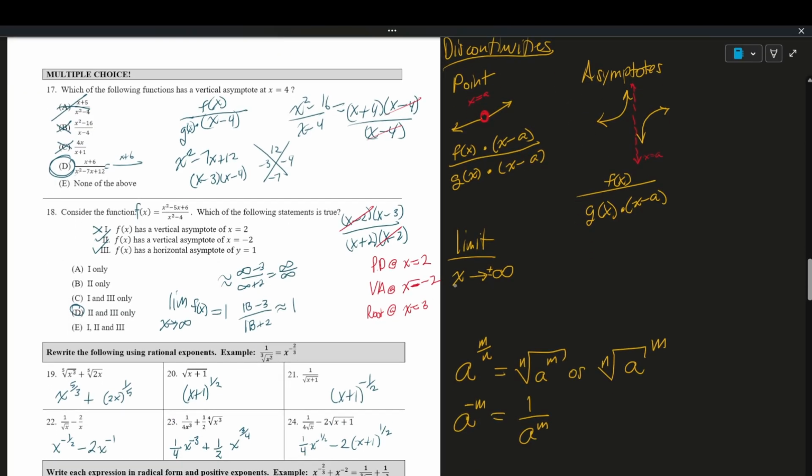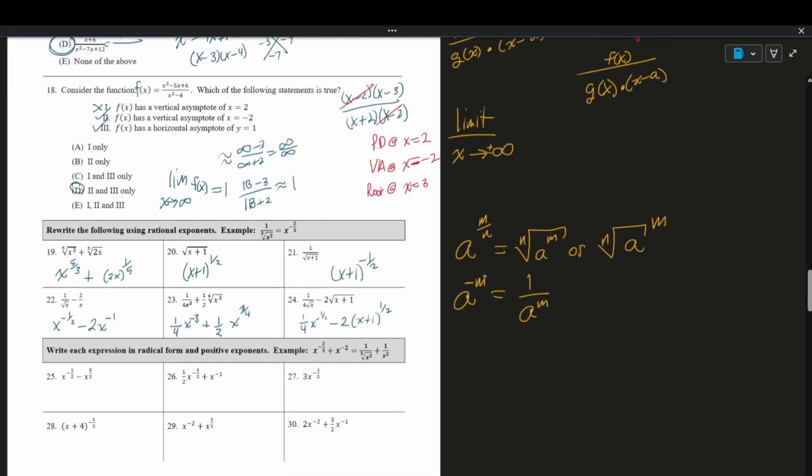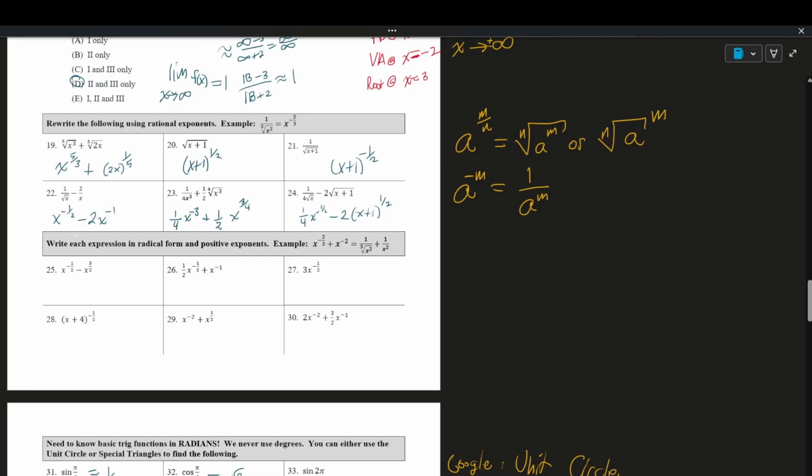And then the last thing I mentioned was how to find the horizontal asymptote by finding the limit of f of x as x approaches plus or minus infinity. Okay, so picking up where we left off, answering questions 19 and on.